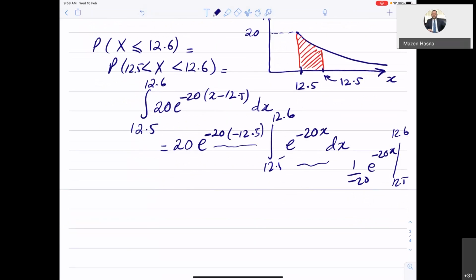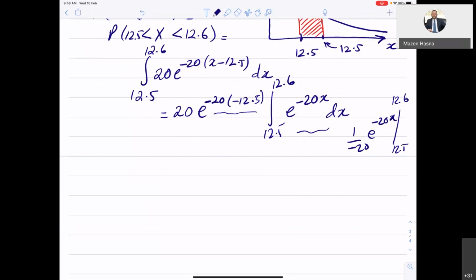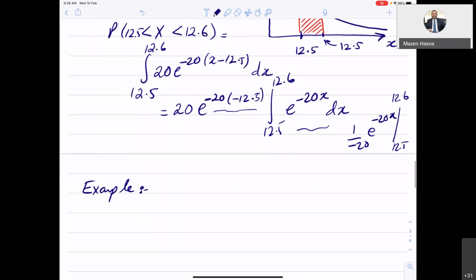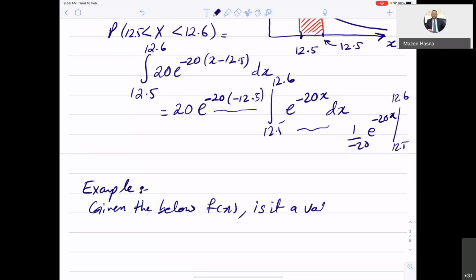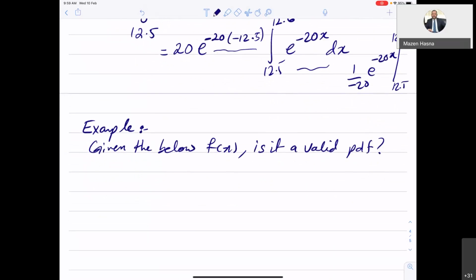And you can say this is not the simplest example that we can start with. We can probably do an easier example. Let me come up with an example. I can also ask, given the below f of x, is it a valid probability density function? I can also ask this in the continuous domain.